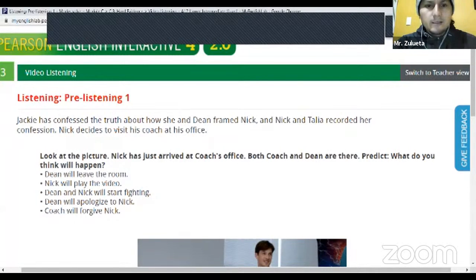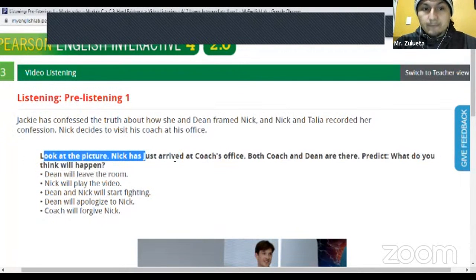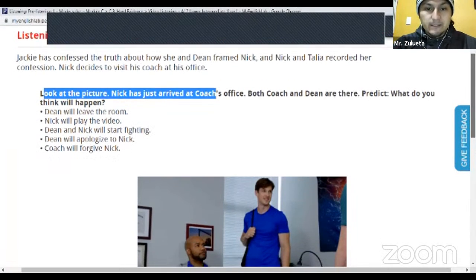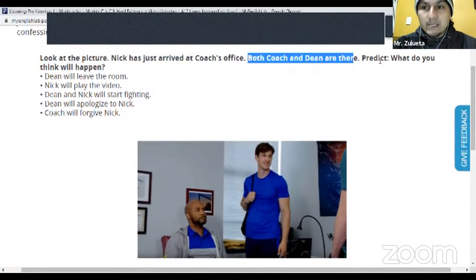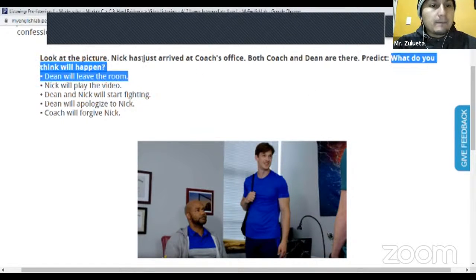Okay, stop right there. To frame is to have a setup, okay? Remember, to frame somebody is to have a setup. So they are playing dirty. They are trying to incriminate Nick. So we're going to look at the picture. Nick has just arrived at the coach's office, okay? Both the coach and Dean are there. Predict, what do you think will happen?